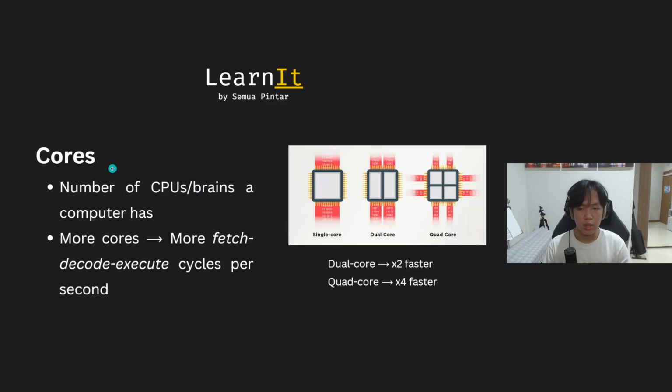Next is the core, and this is essentially the number of CPUs or brains a computer has. So more cores equals more fetch, decode, execute cycles or instructions per second. You can think about it like this. You can see here there's a single core, dual core, and quad core. If in a single core we can process 2 strings of information at a time, in a dual core we can do twice as fast, so 4, and quad core is 8, and so on. So a dual core is 2 times faster, a quad core is 4 times faster, and so on. That's why more cores is better. Okay, so those are the 3 terms.